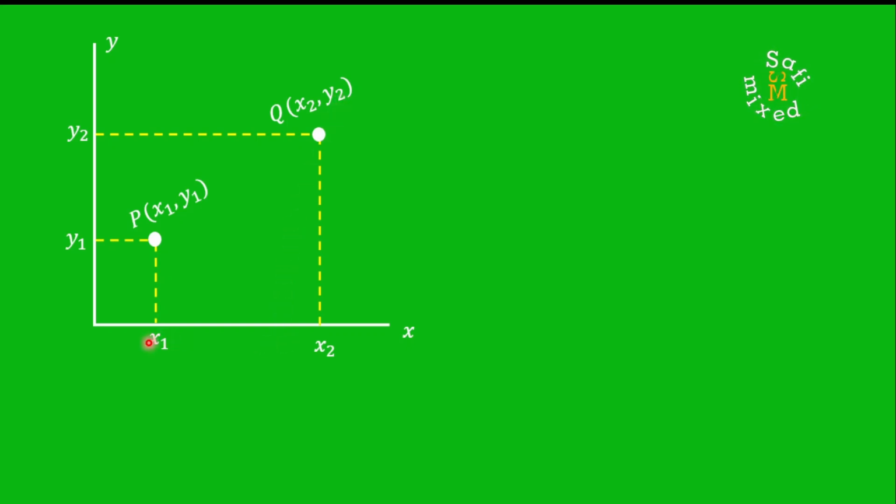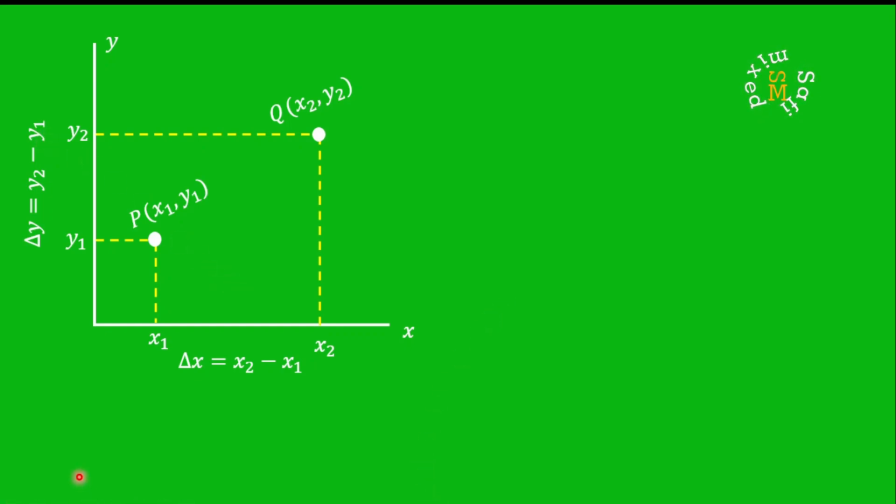Then the separation between x1 and x2 I write as delta x, and it is written as x2 minus x1. And similarly, the separation between y2 and y1 is written as delta y, which is equal to y2 minus y1.